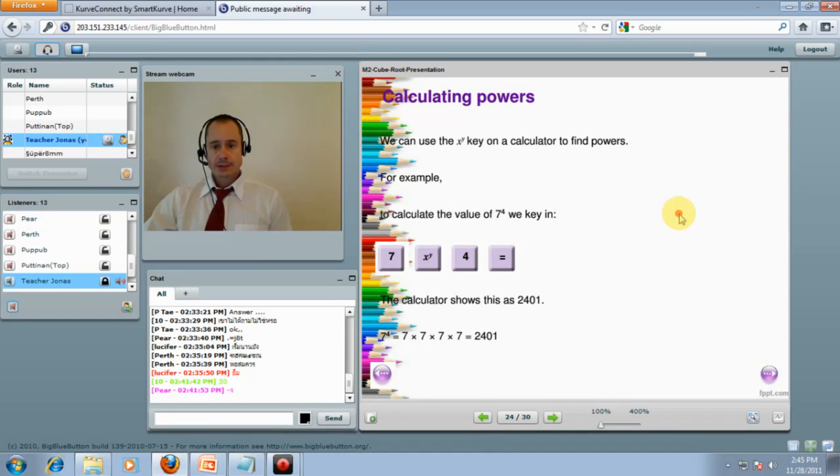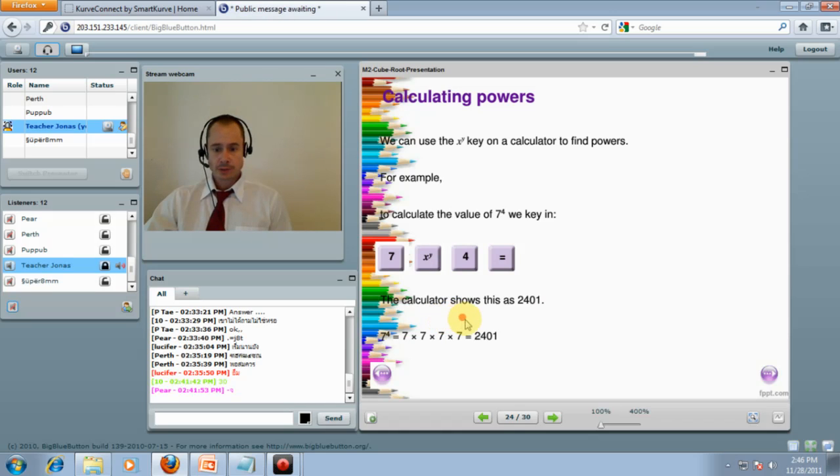When you use the calculator, you of course have a key to use when you calculate these. So if you want 7 to the power of 4, then you put in 7 and this key here, and 4. Maybe you have used this before, but most calculators have this, and then you get the answer 2401.